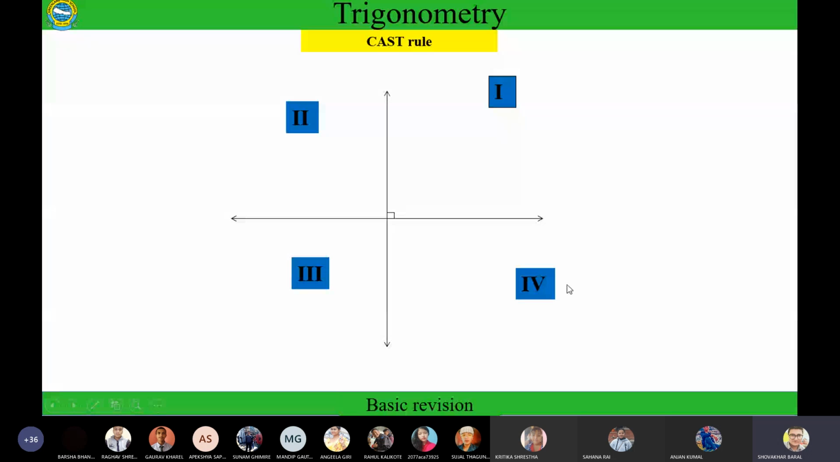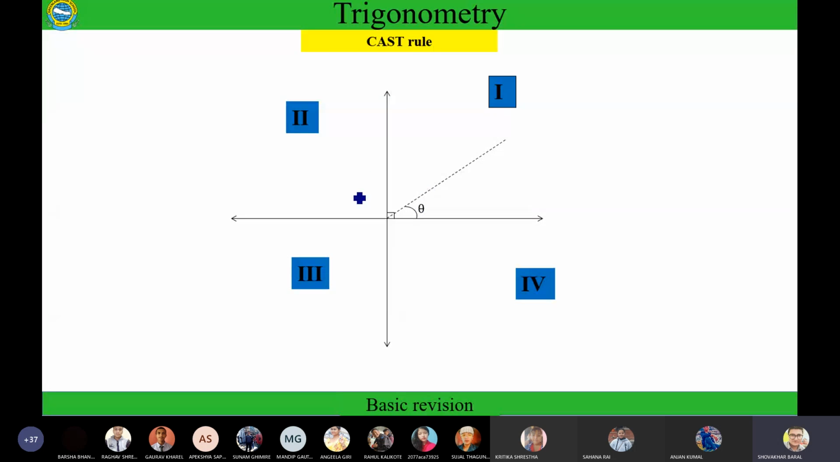Don't do this. Okay, first quadrant, second quadrant, third quadrant and fourth quadrant. So if there is a line, this imaginary line, and it makes an angle theta. This line is making an angle theta with the positive x-axis. It is in the anti-clockwise direction.